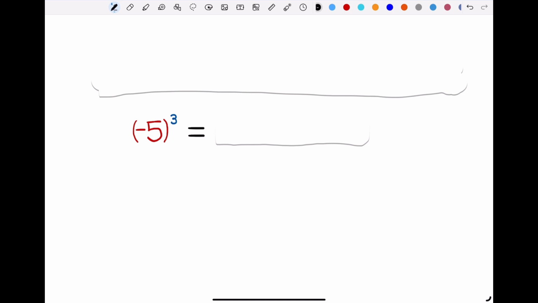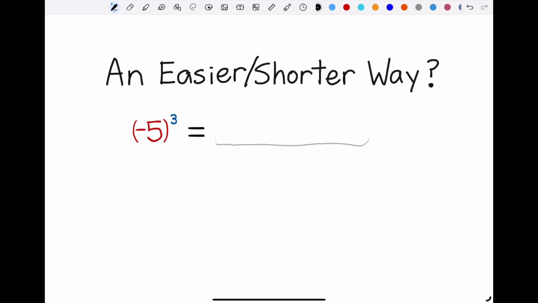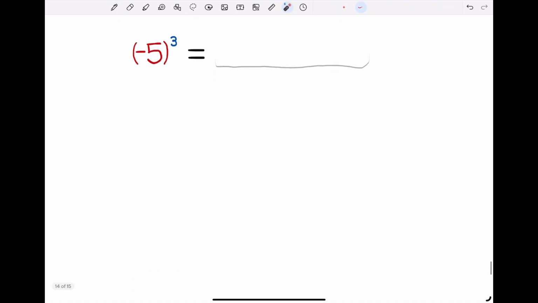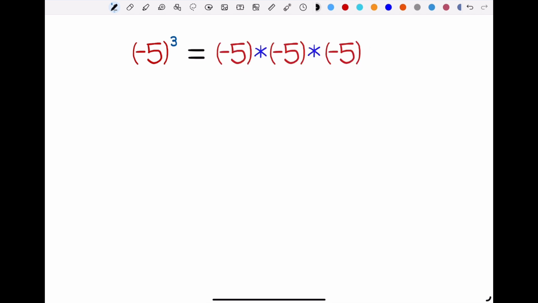One question we may ask is, is there an easier or shorter way to calculate the value of these expressions? And so we know that for negative 5 to the third power, we're going to be multiplying 3 negative 5's together. So the other way we haven't tried yet is to group and multiply the last 2 negative 5's first. So we know that negative 5 times negative 5 equals 25, so we can replace these 2 negative 5's with its answer of positive 25.